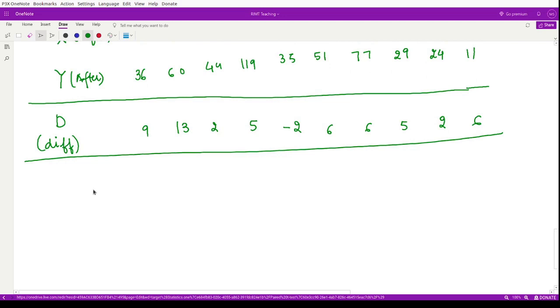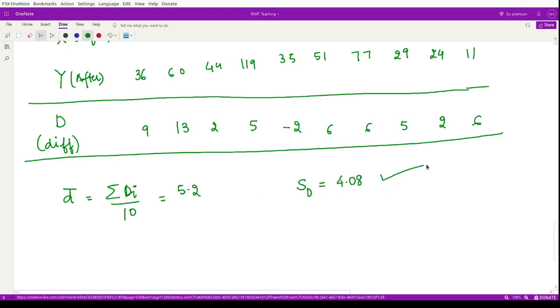So for this data, we firstly have to calculate d bar. d bar would be obtained when you add up all the elements di and then divide by the total number. So we have 1, 2, 3, 4, 5, 6, 7, 8, 9, 10 observations. So this would come out to be 5.2. You may check this, and the standard deviation would come out to be 4.08.